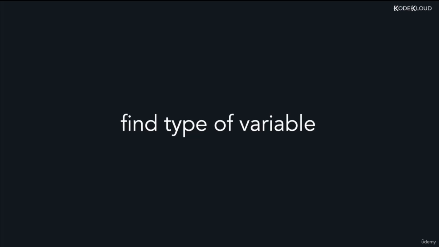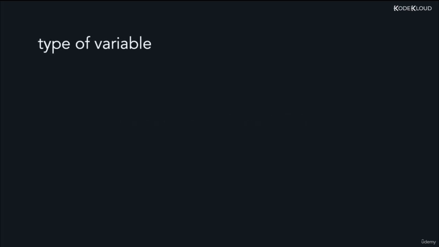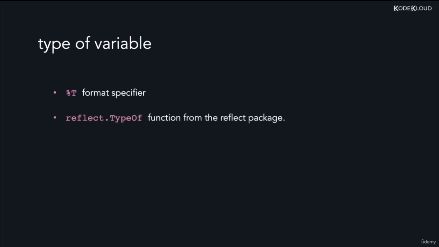So previously we learned how we can create variables and we played around with them. In this video, we will learn that given a variable, how can you find the data type of that variable? To check or find the type of a variable or object in Go language, we can use the capital T format specifier or the TypeOf function from the reflect package.